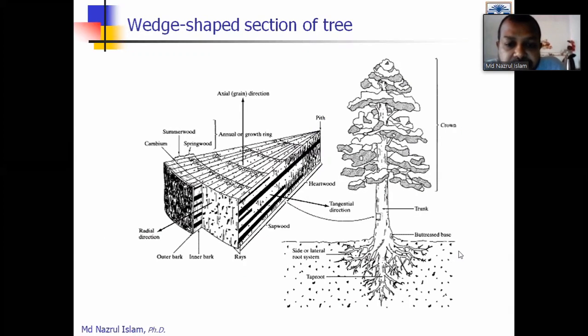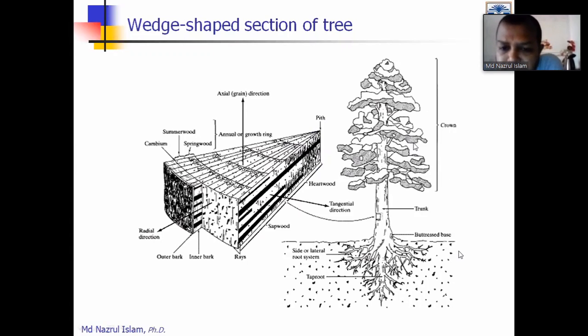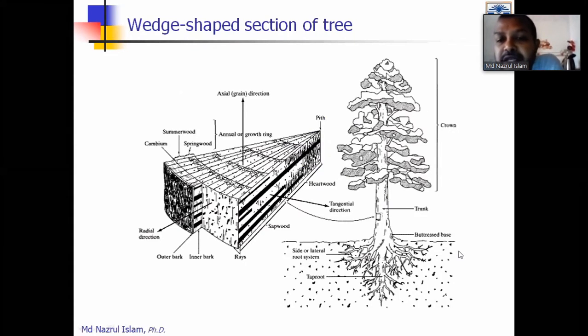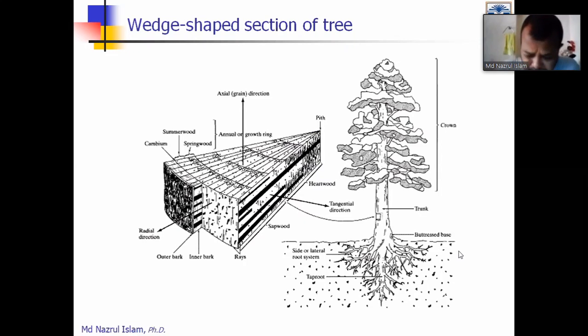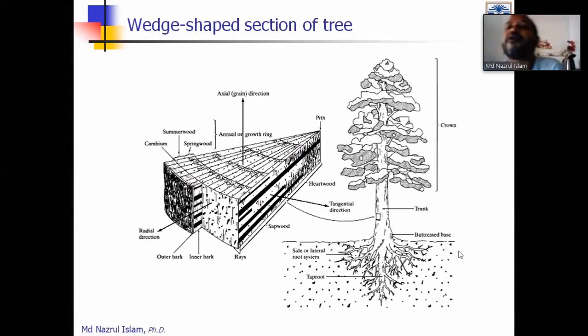So this is the tree, and that we have studied. At the center, we are saying that is the pith. So if this is a tree, we can see the top part, the branches, and also the leaves. We are saying the crown. Below that crown, there is a trunk. And if we cut into the trunk, we will see at the center there is a pith. There is spring wood, summer wood, we can say early wood, late wood, whatever we can say.